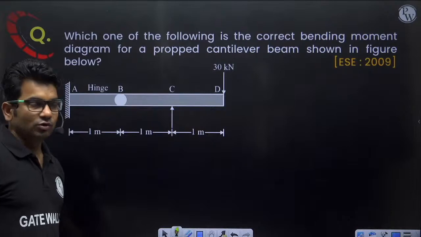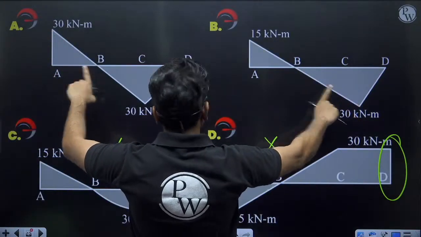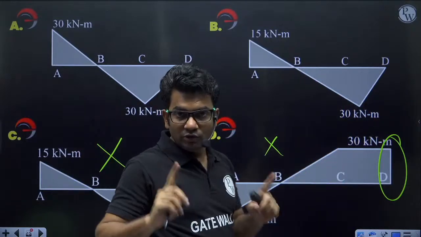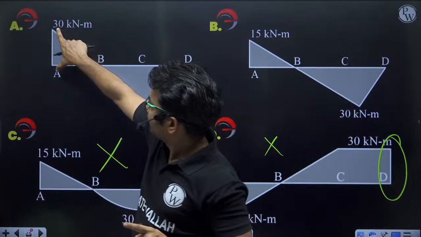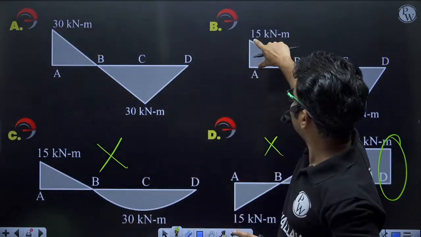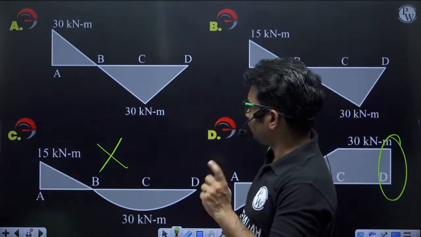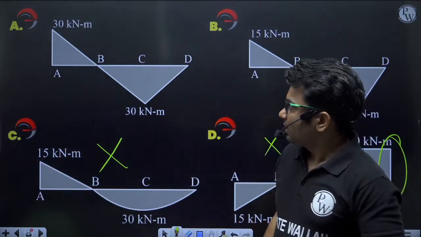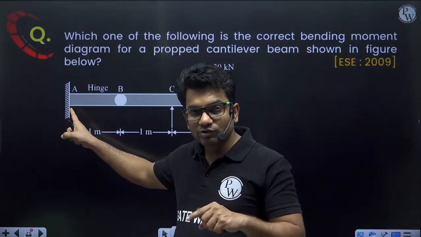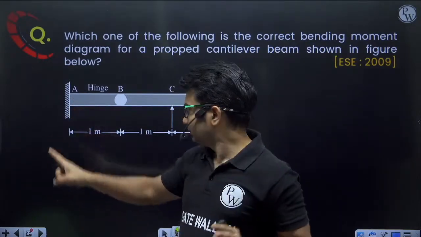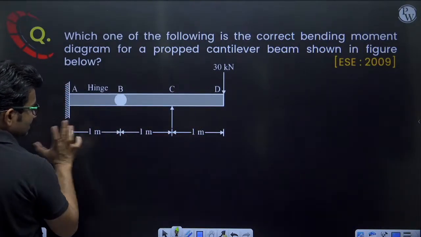Now, these two are similar bending moment diagrams. The shape is similar. The only difference is that the magnitude here is 30 kilonewton meter, and the magnitude here is 15 kilonewton meter. So out of these two, I just have to see if my bending moment value at A is 30 kilonewton meter or 15 kilonewton meter. This distance is 1 meter, this distance is 1 meter, this distance is 1.